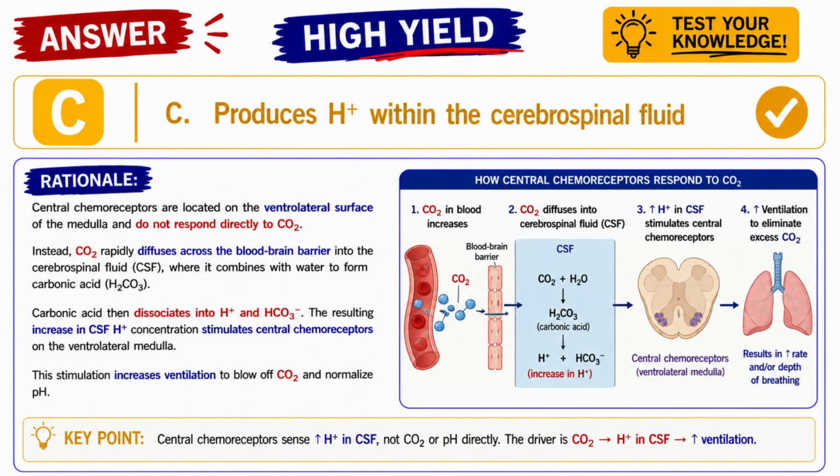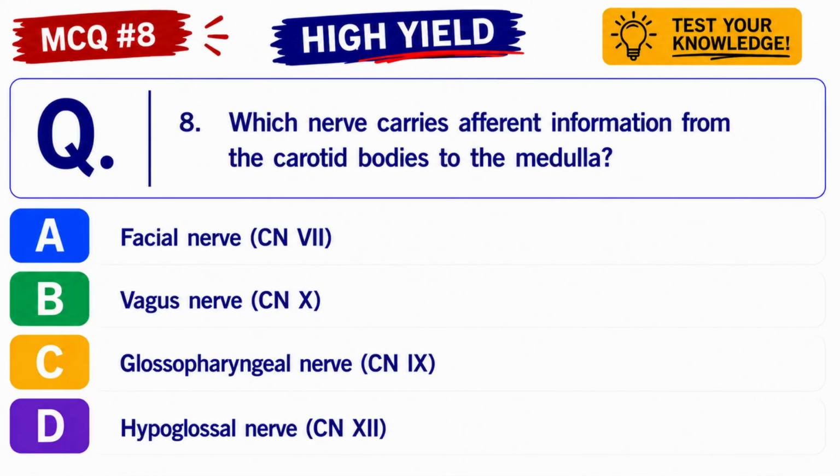CSF H+, not CO2 directly, is the signal to central chemoreceptors. Question 8. Which nerve carries afferent information from the carotid bodies to the medulla?